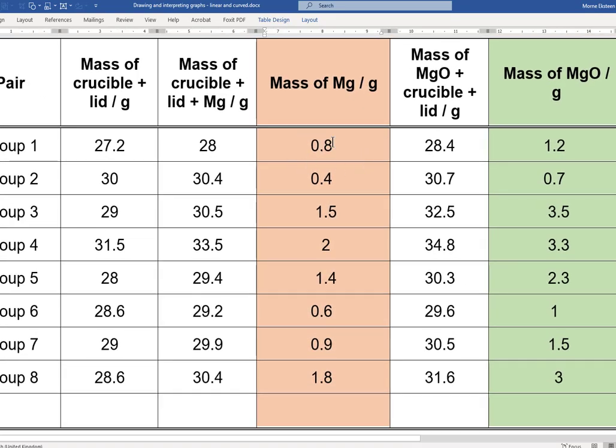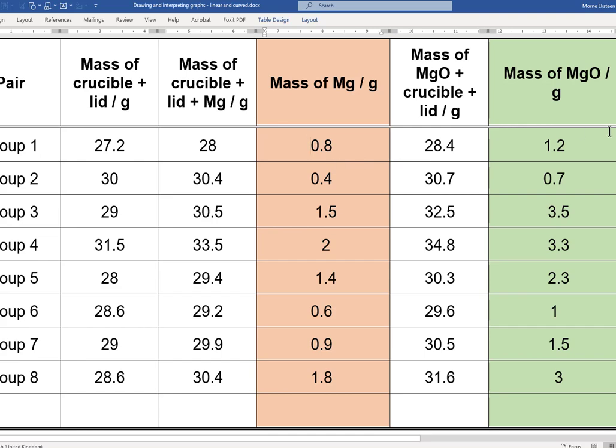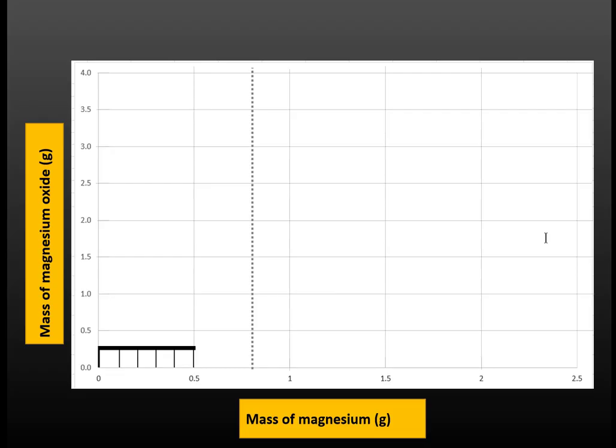So I'm going to take 0.8 grams of magnesium. Okay, so 0.8 is going to be somewhere there. So you can draw a vertical line if you like, or you can use your ruler just to find the position. And that produces 1.2 grams of magnesium oxide.